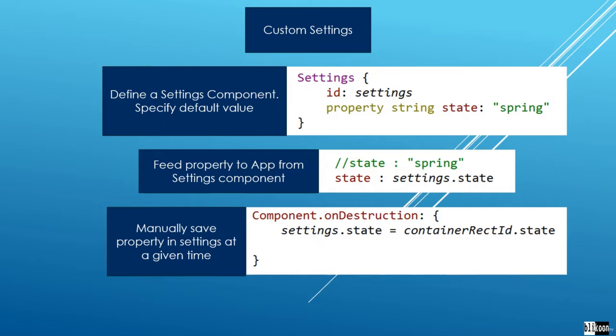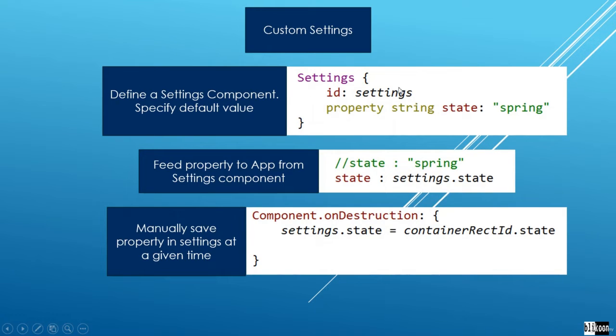The way you do that, you define a Settings component like this. You put in the property that you want to save, and you give it a default value like this. You see spring here is a default value. In this case, we are trying to save state data. We looked at states and transitions in the last chapter, if you remember. We are trying to save the spring state in one of the demos that we did.